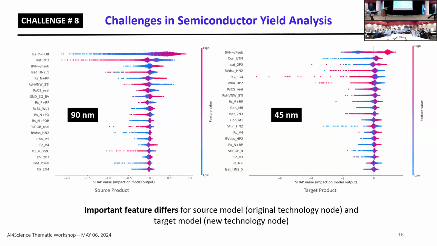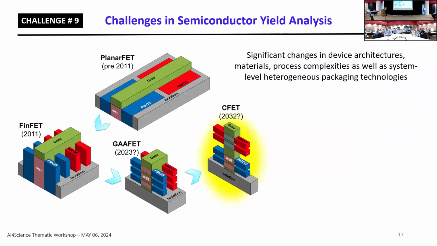So this was an example of an analysis of 90 and 45 nanometer technology for the same IoT product. You can see that the important features are not completely different, but there's a huge difference in the important features, which clearly shows that you can't just do transfer learning as you would do in other scenarios. There's a lot more thought process that needs to go into it. And as I said, the evolution of architectures makes it even more difficult for us to do any transfer learning in the context of yield prediction.